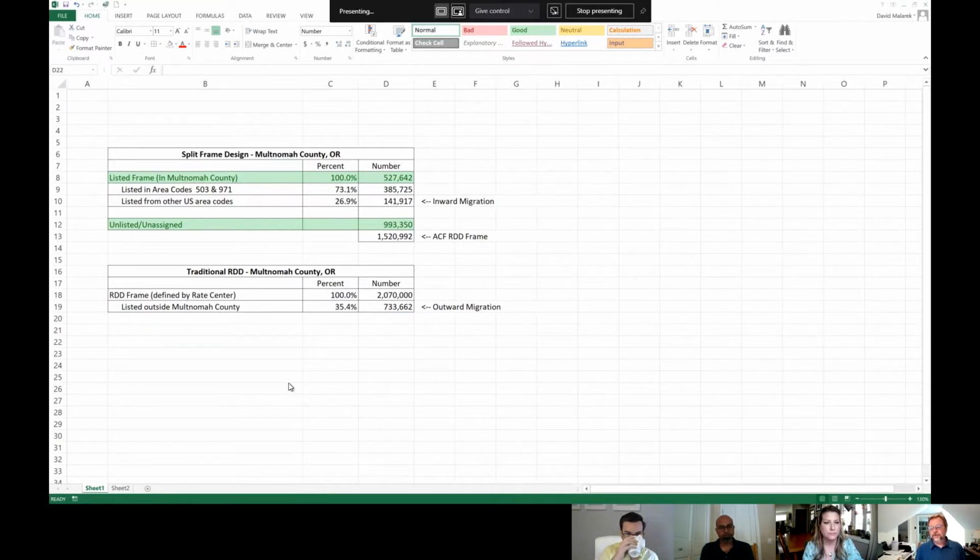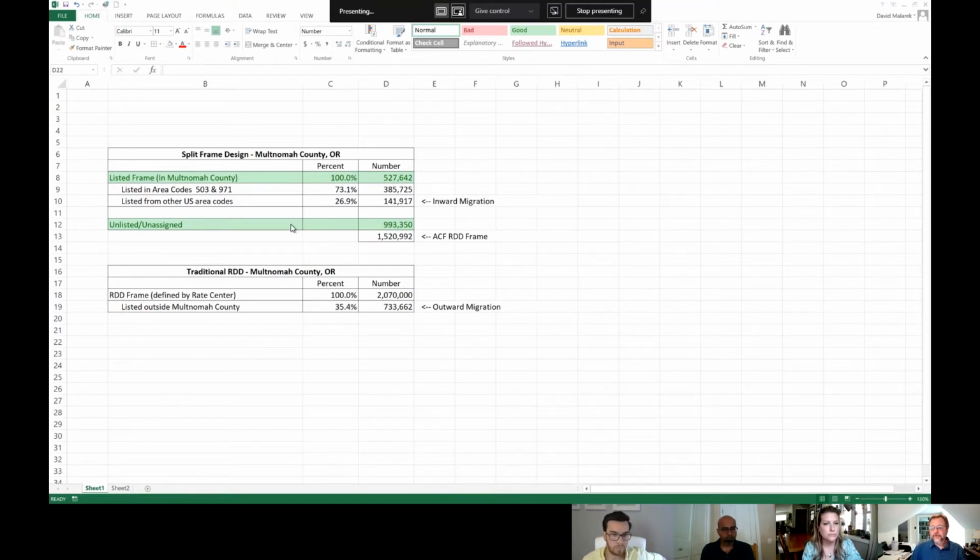So to answer your question, Hillary, there's really two things that come into play here. With the ACF frame, you can do a better job targeting an RDD sample, an EPSEM sample, within Multnomah County. Or if you want to take it one step further, you can take the listed and the unlisted and create a split frame where you can sample the listeds independent of the unlisted or the unmatched. If you look at this table, the ACF RDD frame is about 1.5 million telephone numbers. About a third of them are listed, and we know for a fact that they are in Multnomah County.